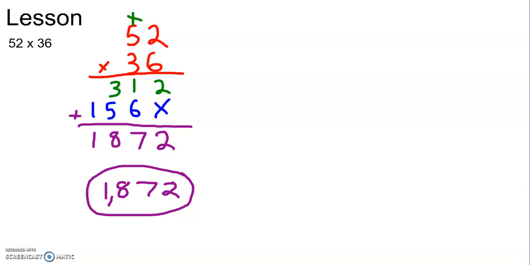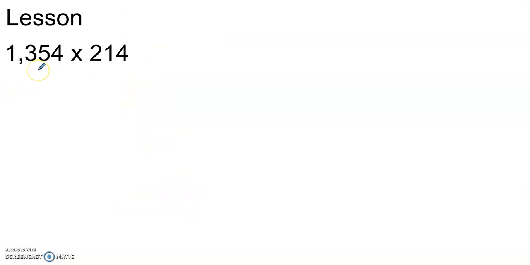Now that we have that, let's look at a little bit more of a complex problem. So here I have 1,354 times 214. That's a big number to multiply, but we can still use the standard algorithm. So to start off again, we're going to rewrite our numbers. I'm not putting the comma in there because I don't want to confuse myself, but I'm going to put the comma in my answer. But I first want to write down everything here.